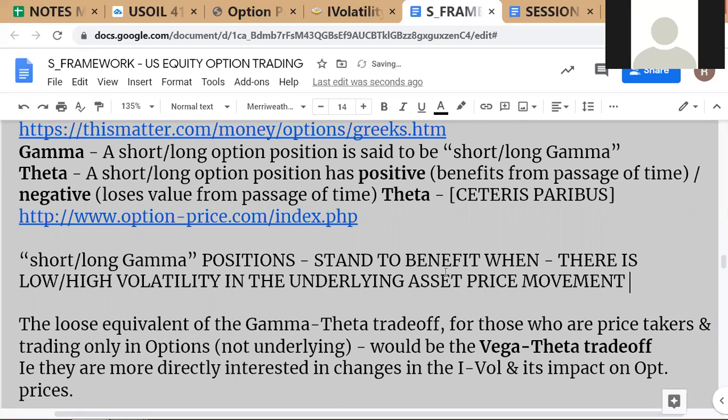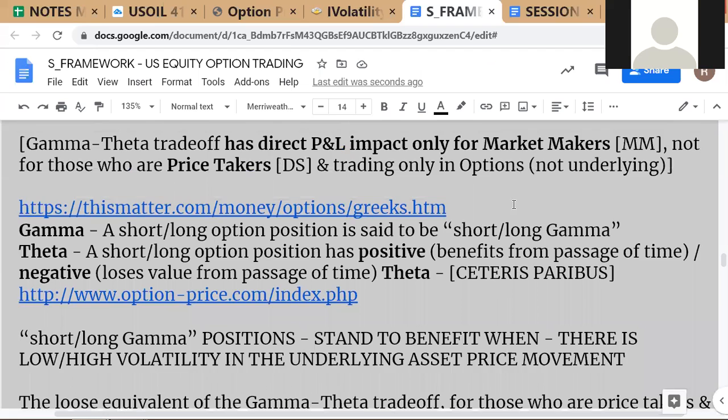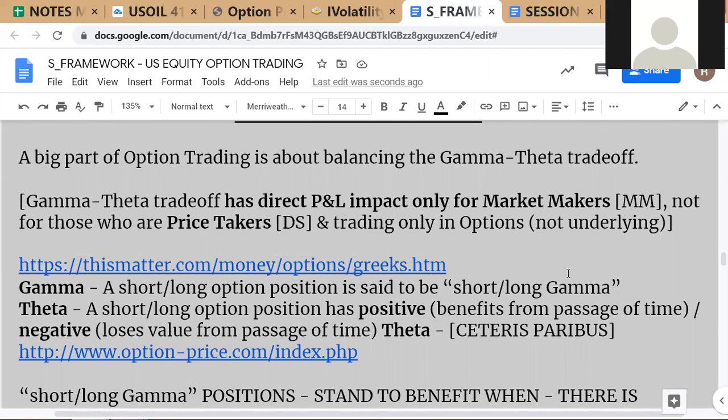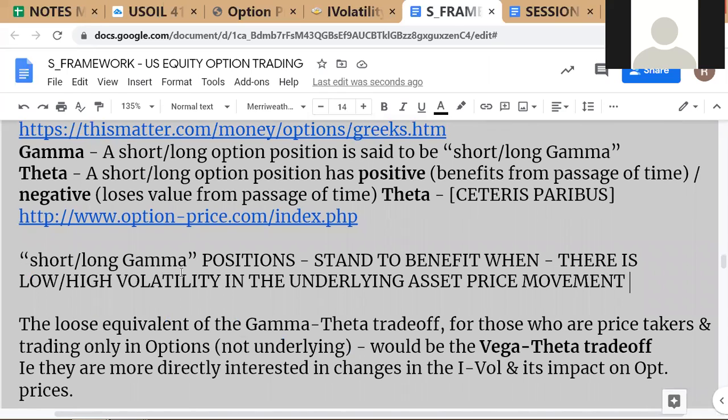So even though we are not going to cover the gamma theta trade-off in great detail, we're not covering how market makers actually trade options, the full detail, we still should understand this much: if you have a short gamma position, you stand to benefit when there is low volatility. If you have long gamma, you will benefit when there is high volatility in the underlying asset price movement.